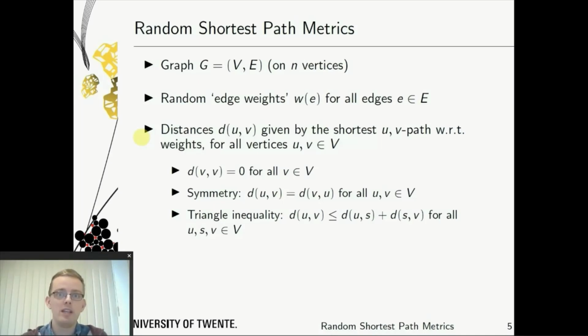This way it should be easy to see that we end up with a metric, since these three properties here are satisfied. Moreover, the metric is complete in the sense that we can go directly from any vertex to any other vertex, even if this is not possible in the original graph G. To give an idea of how this works, I've prepared a small example.